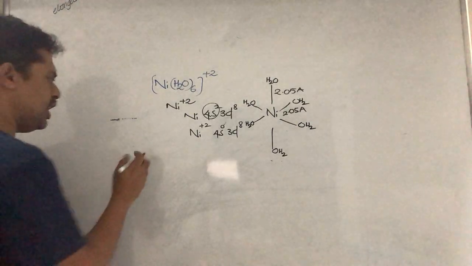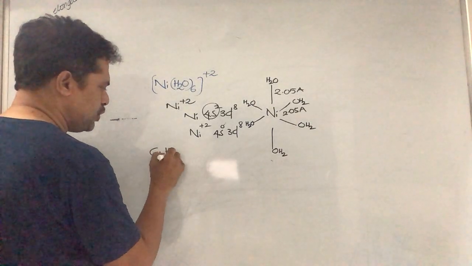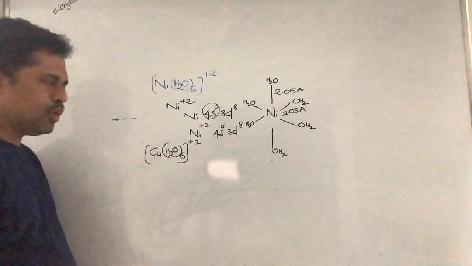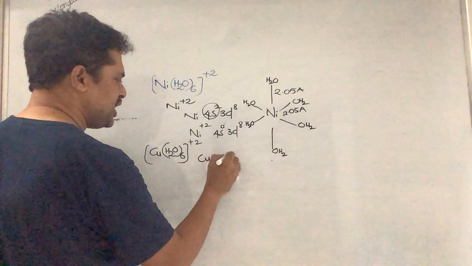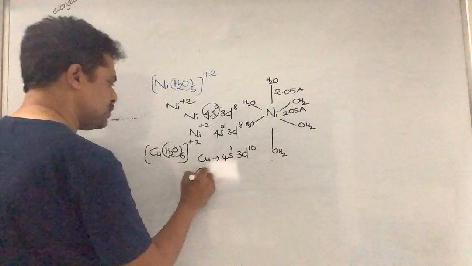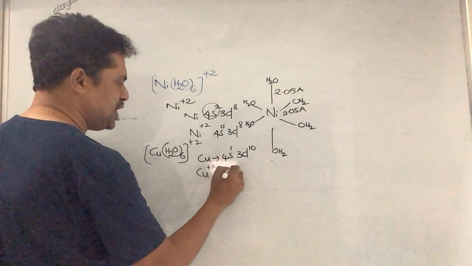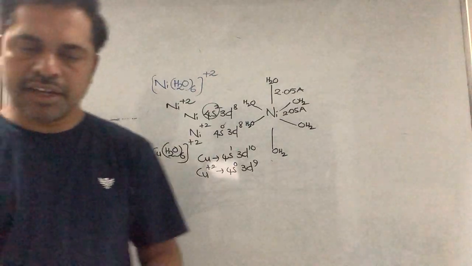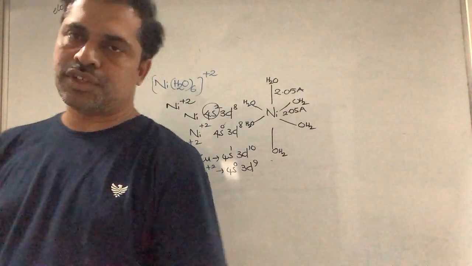One more example, you see, [Cu(H2O)6]2+. We know the copper electronic configuration is 4s1 3d10, fulfilling the stability of d orbitals. Copper +2 means 4s0 and 3d9. 9 electrons are there in the d orbital. So how is it going to be?